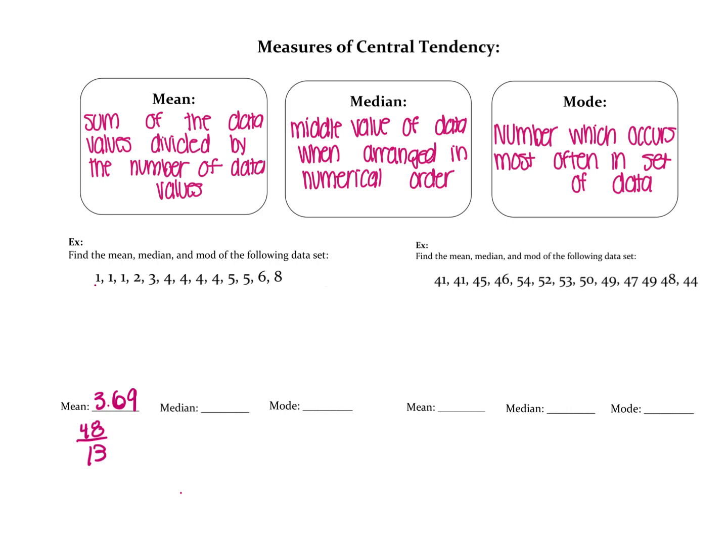Then my middle number: I'm going to look at my numbers and cross off numbers on each side until I find a middle number. I see my middle number is 4. Also, remember that if you cross off numbers on the outside and you end up with 2 numbers in the middle, you're going to add them together and divide by 2. And then I can see from here that 4 repeats 4 times, so my mode is 4.